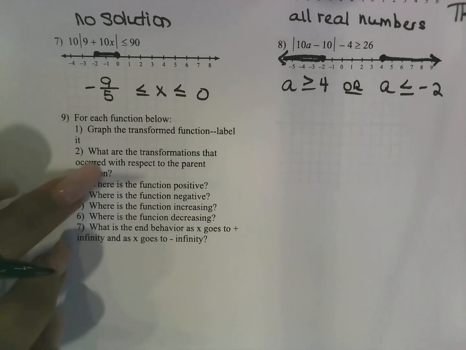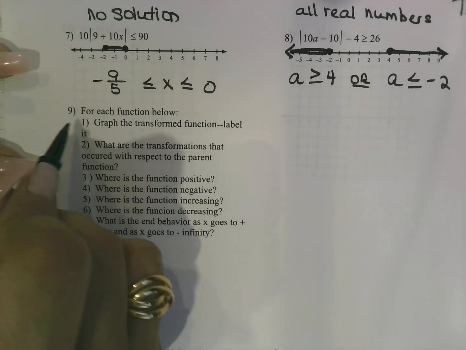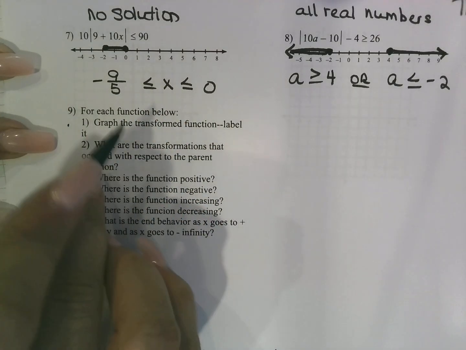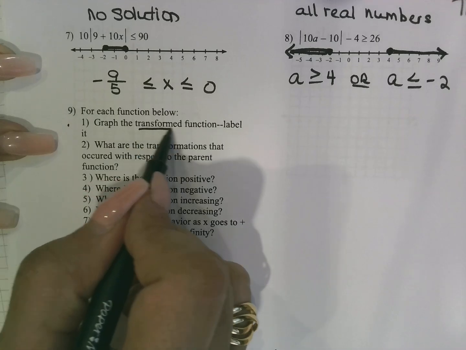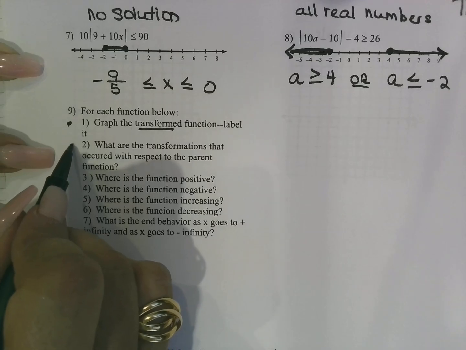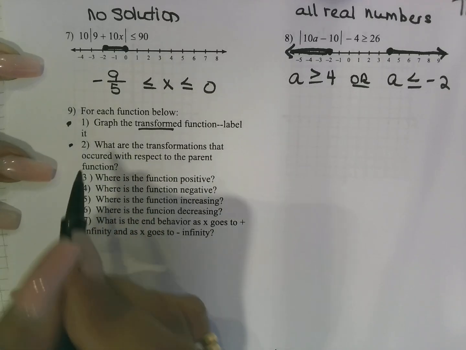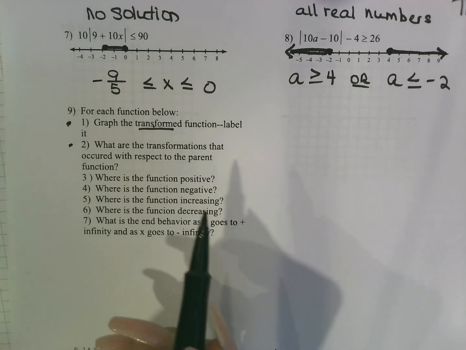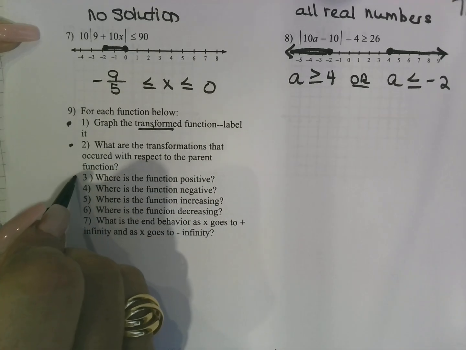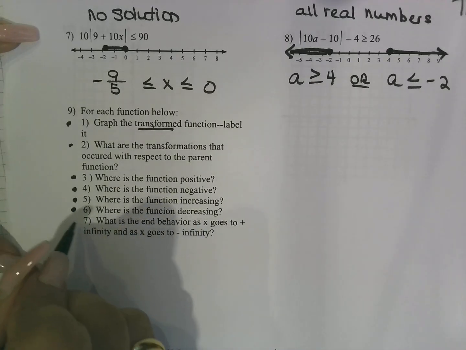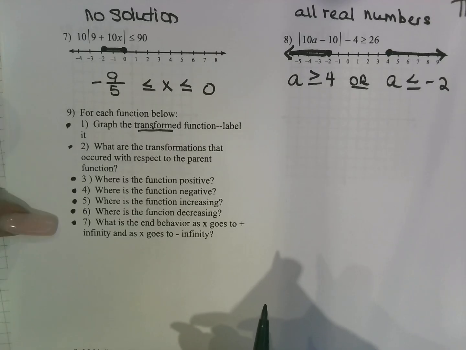Now, for the next problems, which you will see on the next page, you're going to do several things. You're going to graph the function. You don't need to give me the parent function, just the function that I'm giving you, the transformed function. You don't need to sketch the parent, but you do need to tell me what the transformations are that occurred with this function with respect to the parent. So what were the transformations? Where's the function positive? Where's the function negative? Where is it increasing? Where is it decreasing? And what is the end behavior? Don't worry, I wrote this on your test, so you're not going to forget what you need to give me.